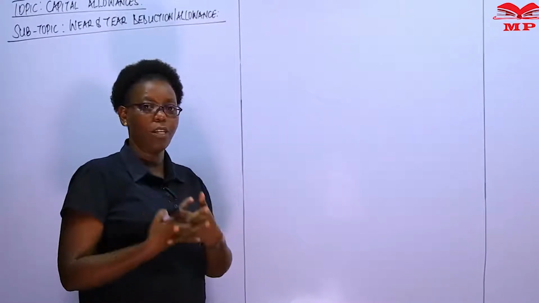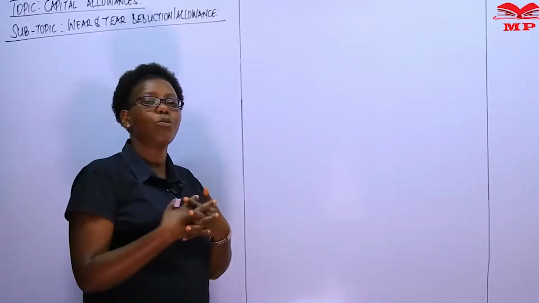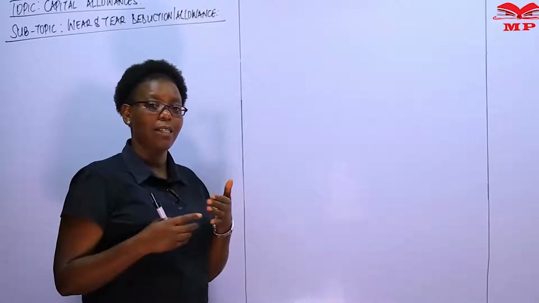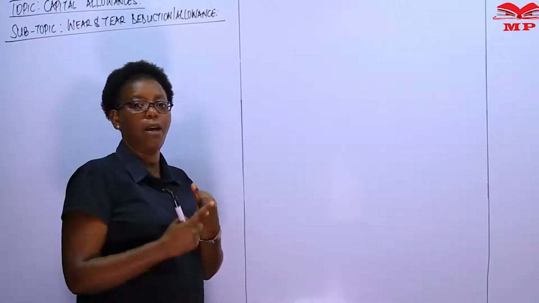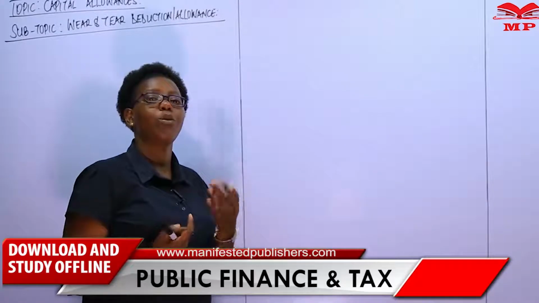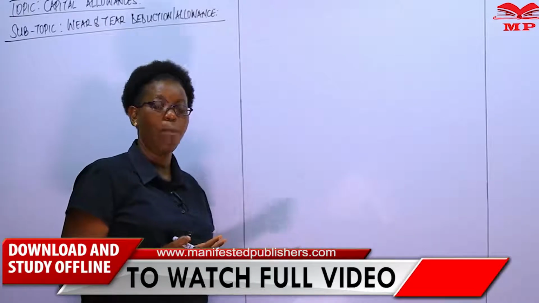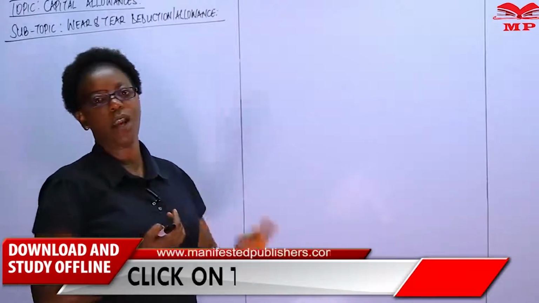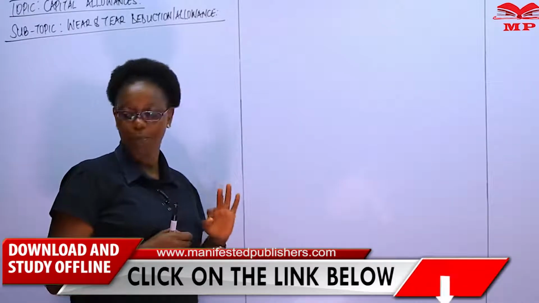That for us to deduct wear and tear, we're going to deduct it on assets that are owned by the business person or by the taxpayer. We're going to call that qualifying assets. Then those assets must have been utilized in the course of the year of income, and they must have been utilized to generate the taxable income. So those three conditions will apply for each of the capital allowances that you're going to be looking at.